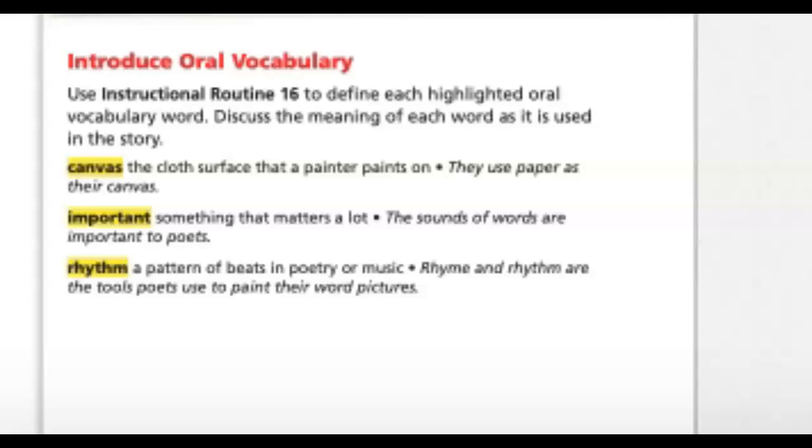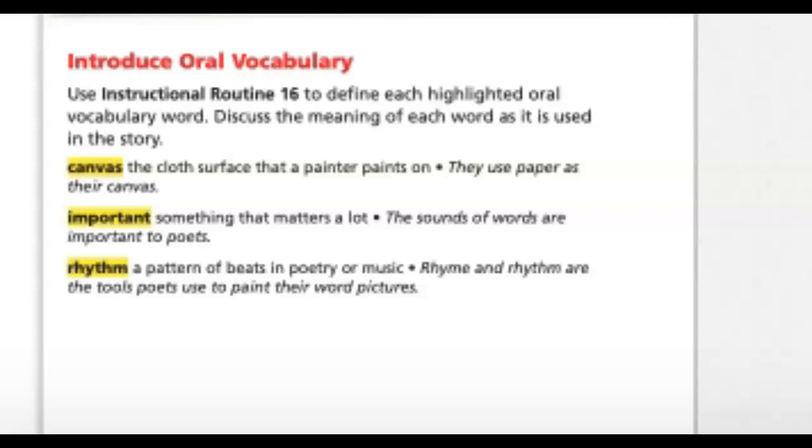Our next vocabulary word is the word important. Important. The word important means something that matters a lot. In our story, the word important was used when it says, the sounds of the words are important to poets. Some of you have also maybe heard somebody say, this is very important to me, which means it matters a lot.